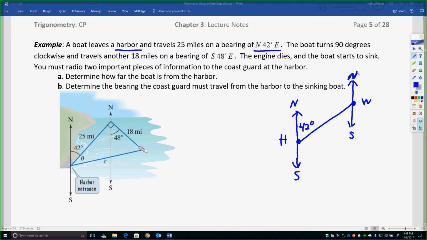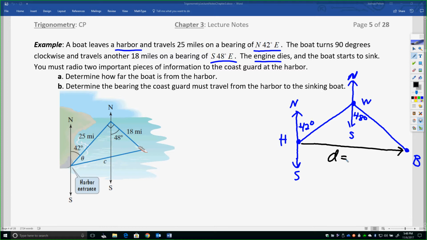From that point, we're going to go another turn of south by 48 degrees east. So south by east is going this way. Again, draw it longer than it needs to be, and that's 48 degrees. Now we're at some other point out in the water, but now our boat has stopped. Our engine died. So we'll call that the boat right there. We want to know the distance from the harbor to the boat, and we want to know the bearing to get there.